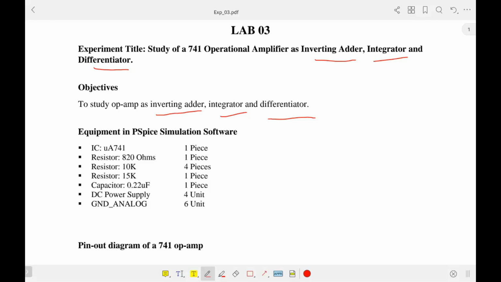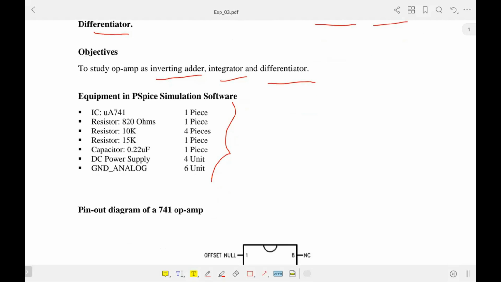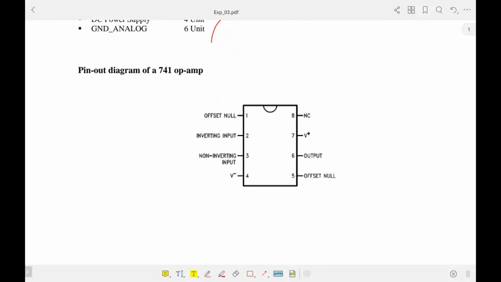So in PSpice, we basically need these components. I will demonstrate, don't worry. Next thing is the pinout diagram. I think you have already done two experiments related to this 741 op-amp, so you already know. Anyway, pins number 2 and 3 are the input pins, one is inverting and another is non-inverting. Pins number 4 and 7 are required for biasing purpose, that is powering the op-amp, and pin 6 is the output pin through which we can get our desired output.